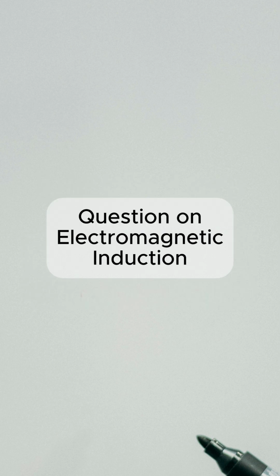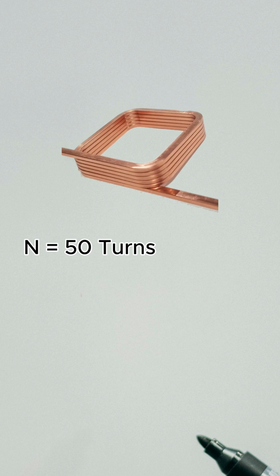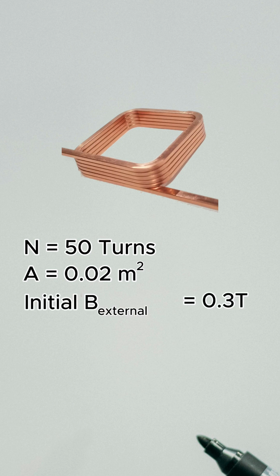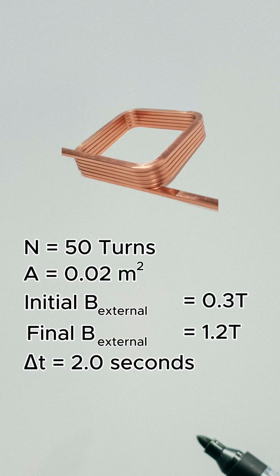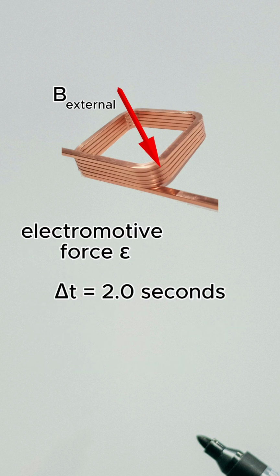Here is the question we are focusing on. A rectangular coil of 50 turns at a cross-sectional area of 0.02 square meters is placed in a uniform magnetic field. The field changes from 0.3 Tesla to 1.2 Tesla over 2 seconds. The coil lies perpendicular to the field. We want to find the average induced electromotive force in the coil over this 2-second interval. Then we must state the direction of the induced current using Lenz's law.